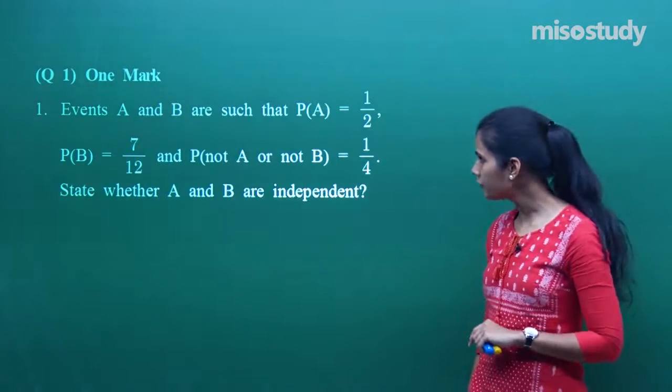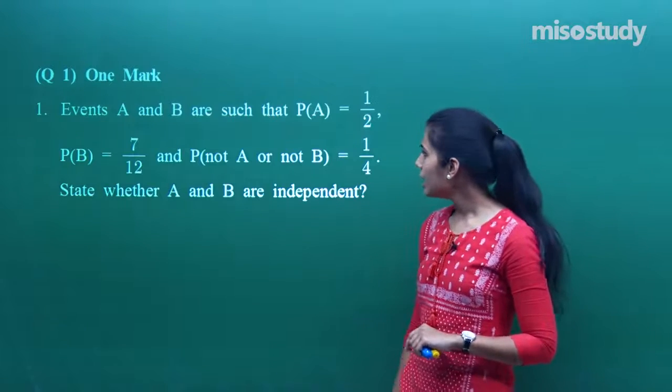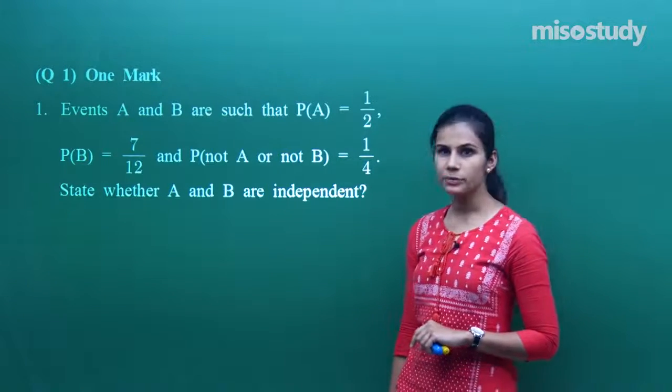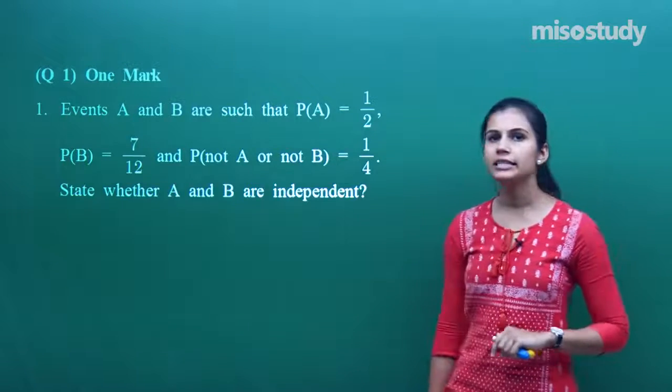of event A is half. Occurrence of event B has probability 7 by 12, and probability of not A or not B is given to be 1 by 4. State whether A and B are independent or not.